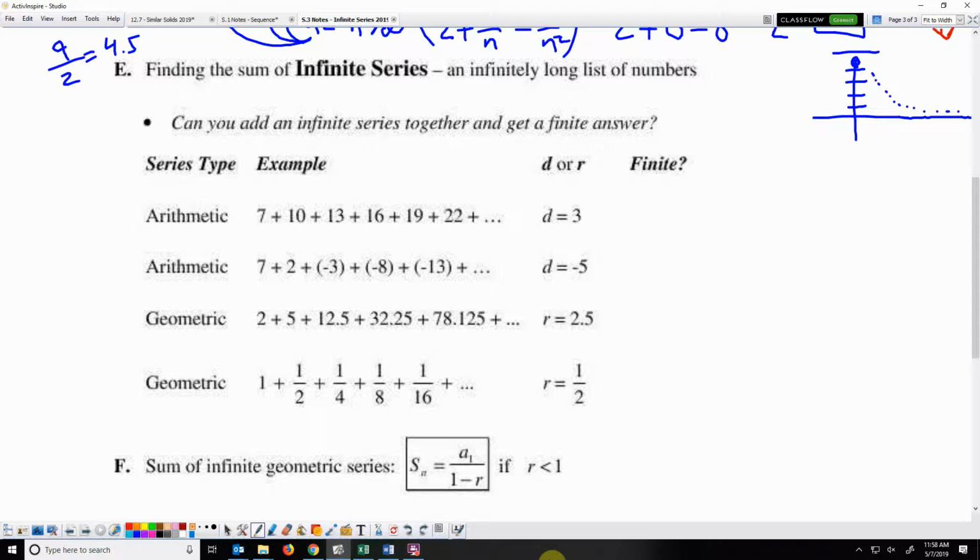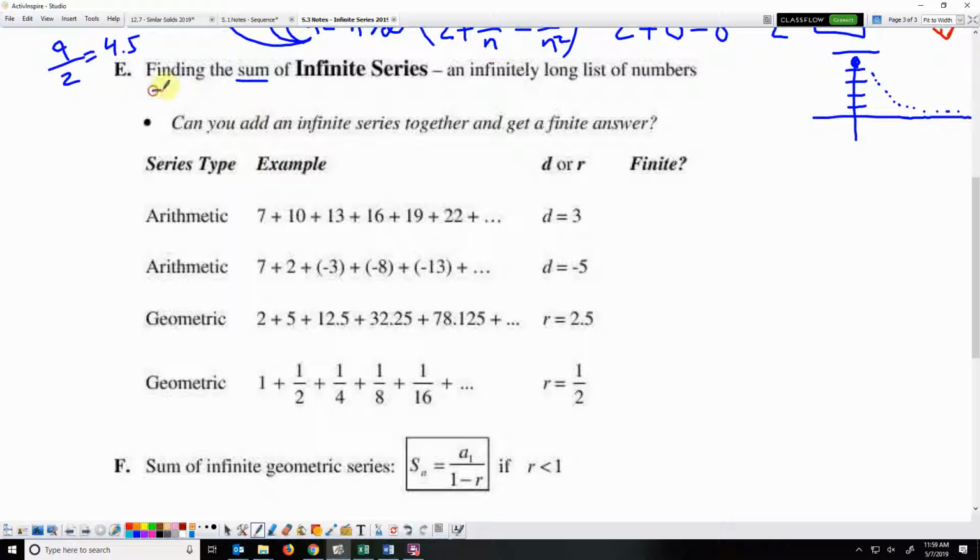Hey guys, now we are going to talk about finding the sum of an infinite series. When I use the word series, that refers to the sum of all the terms of a sequence. An infinite one is a list of numbers that's infinitely long. So can you ever find the sum of all the terms in an infinitely long sequence?